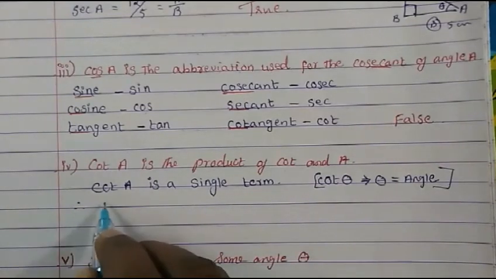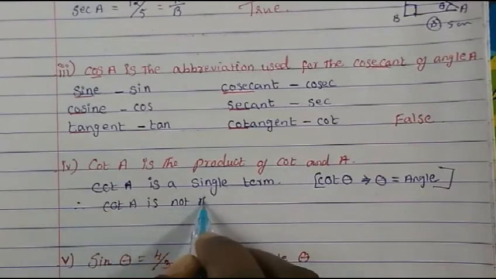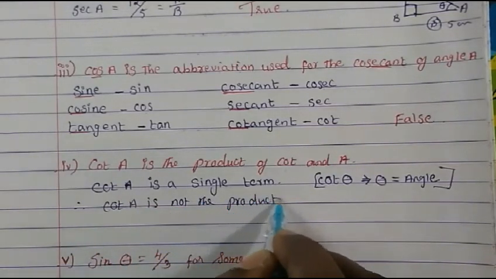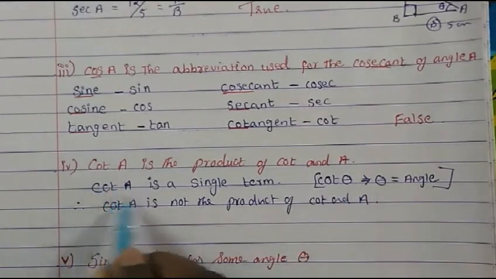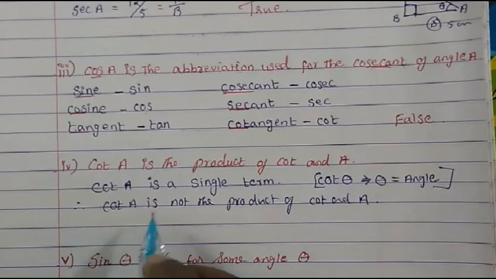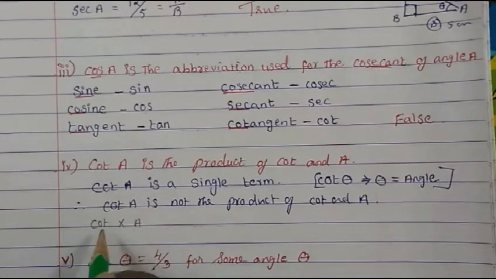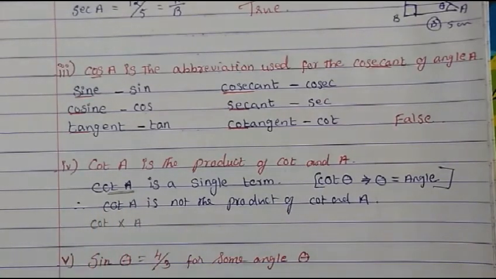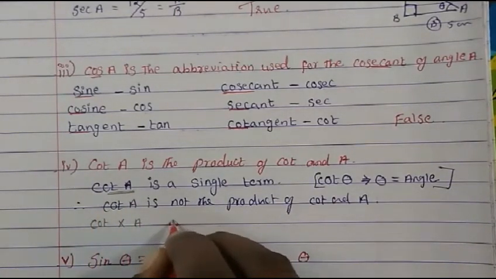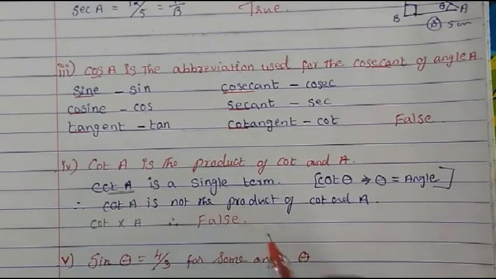So therefore cot A is not the product of cot and A. Cot A is a single term. You can't write cot into A like this. This is a wrong thing actually. This is a single term, so our answer is false. Okay, so this is the justification for that.